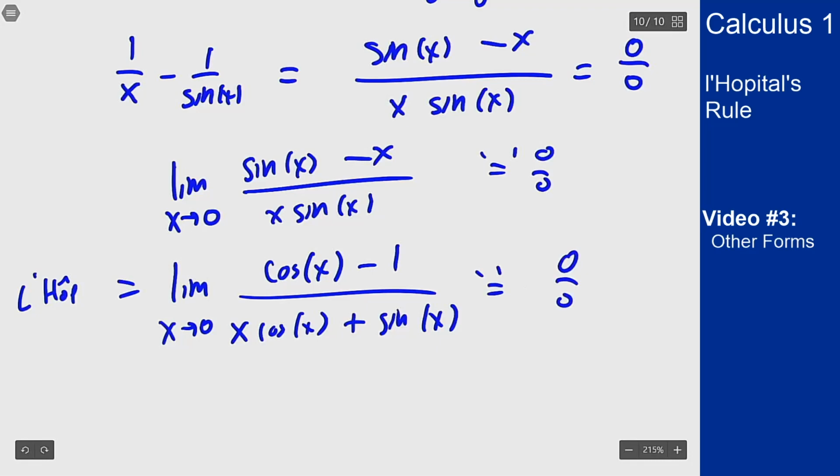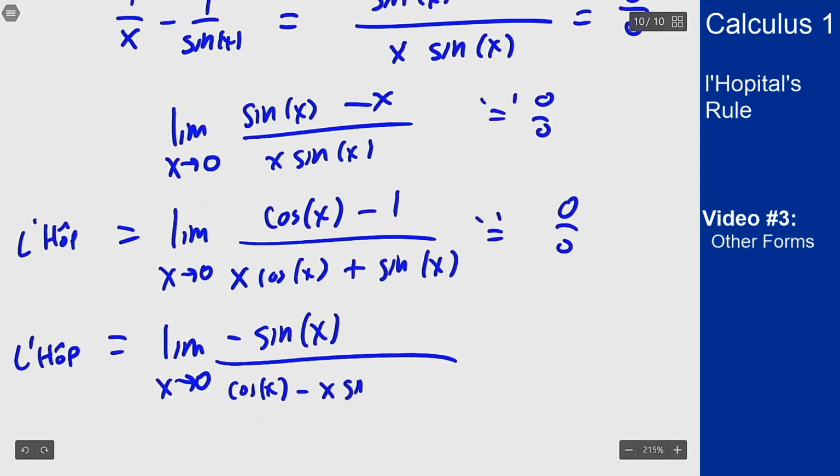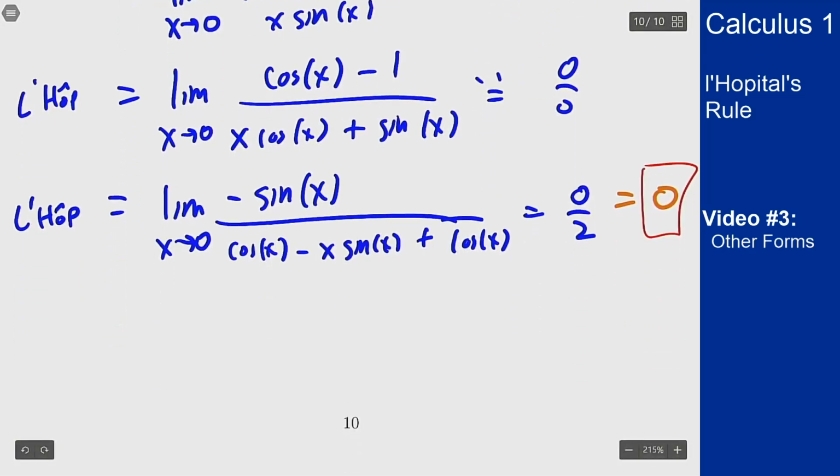I can apply the rule one more time to get the limit as x goes to 0 of negative sine of x, the 1 goes away. The bottom becomes a cosine of x minus an x sine of x, with the product rule in that first term, plus a cosine of x. If I plug in 0, I get 0 on top, and I get a 2 on the bottom. That is not indeterminate, that is the number 0. So my answer here is 0, telling me that my original problem, the limit as x goes to 0 of 1 over x minus 1 over sine of x, is actually equal to 0.